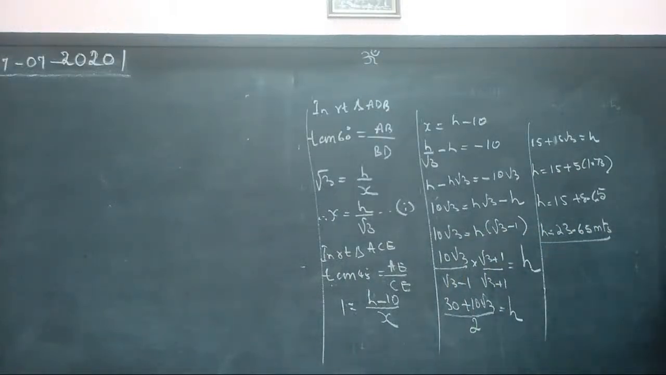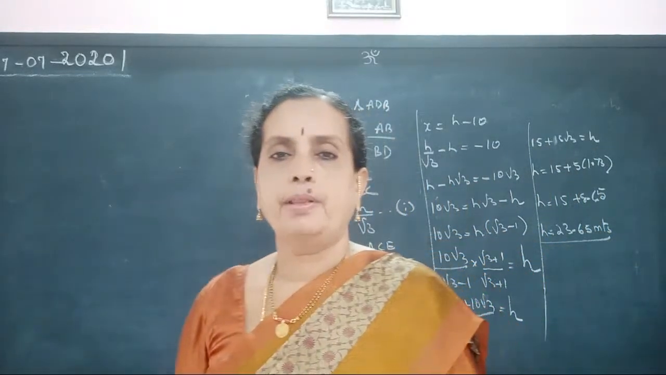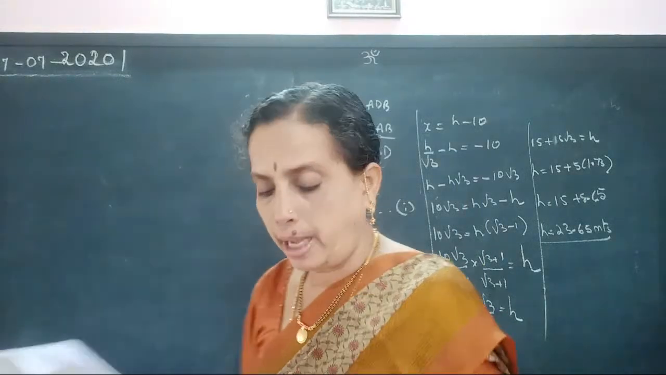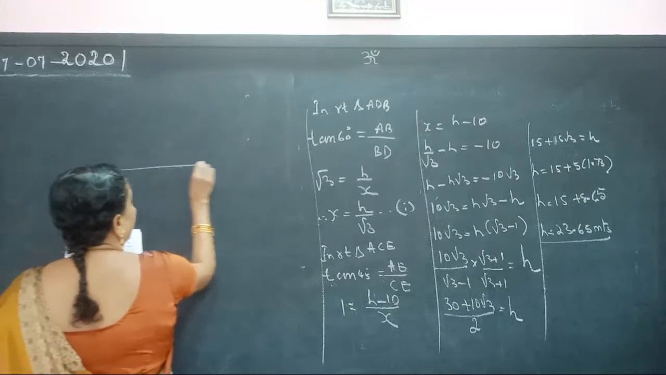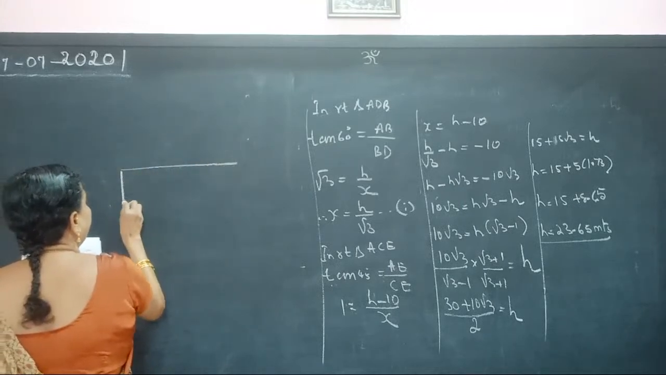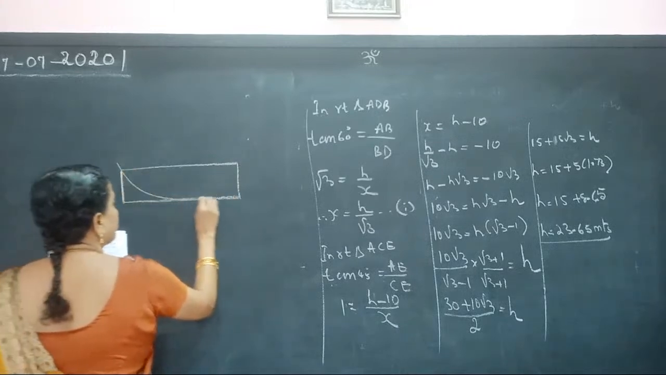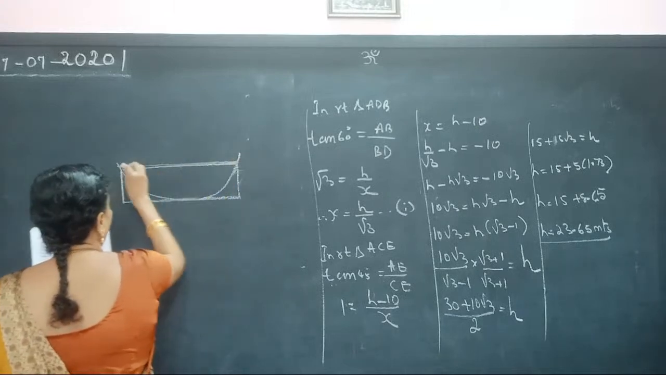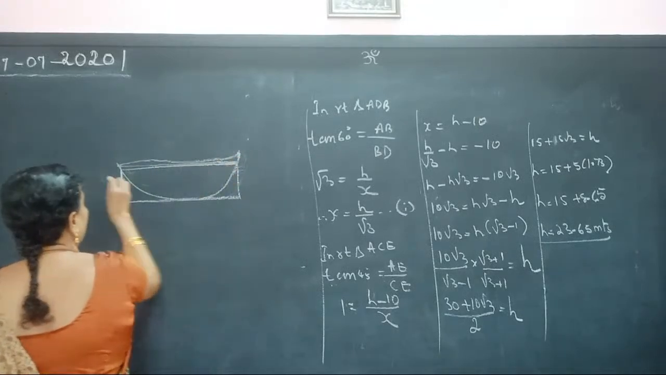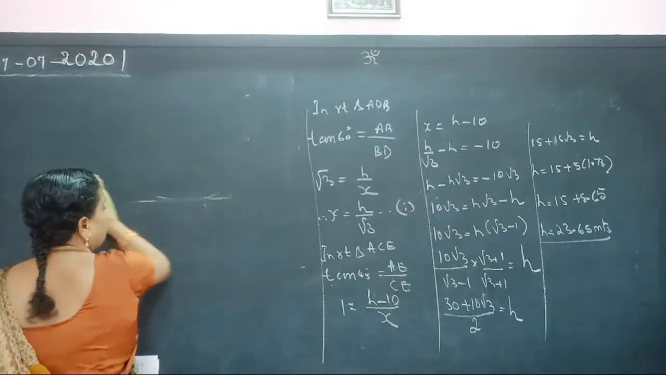Question number 7th question. It's clear. A man standing on deck of a ship. This is the deck of a ship. This portion. Okay. So you may get confused. I'll give just a plain figure.